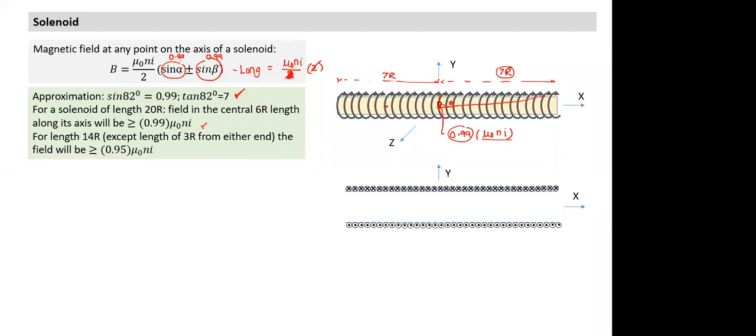I hope some of you are following this point. So this is the minimum if we have 14r length. Similarly, if I calculate for 95%, the length comes to 3r on each side.